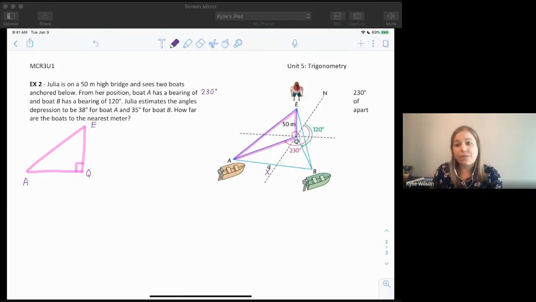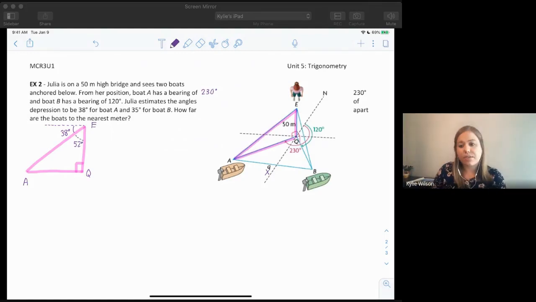Now there's a few pieces of information that we're given. We're given that the angle of depression is 38. So when I'm looking for an angle of depression, that means that her looking down at the boat would be 38 degrees. There's a couple ways where we can get this angle into the triangle. We can start by finding E. Because those are two complementary angles, we will have 90 minus 38 gives us 52. So in here is 52.